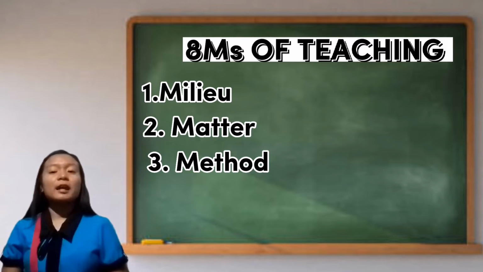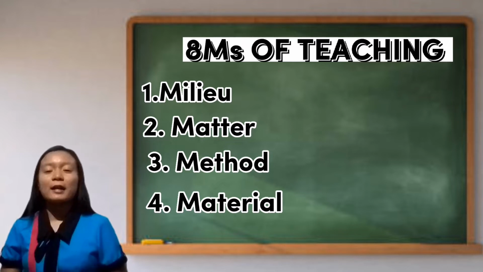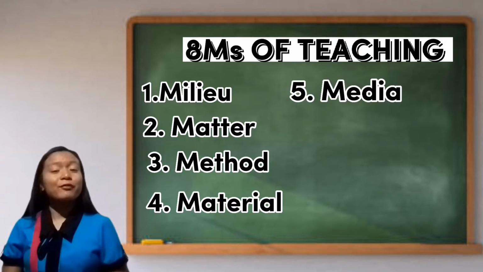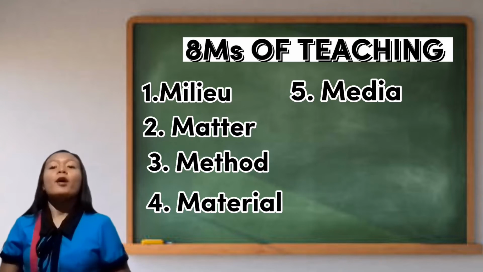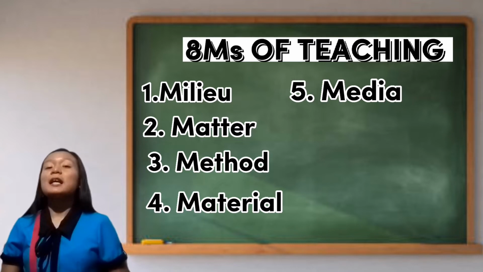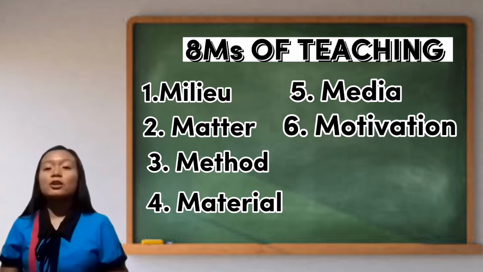Number 4, material, the resources of learning. Materials are tools that the teacher and students can use to stimulate learning in a classroom setting. This could be a physical object or a human person. Number 5, media or the communication system. This refers to the way the communication works in a teaching and learning environment, both promoting common understanding in instruction and creating and sustaining a positive psychological environment in the classroom that is conducive to learning. Number 6, motivation, arousing and sustaining interest in learning.